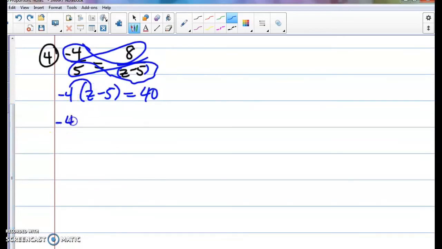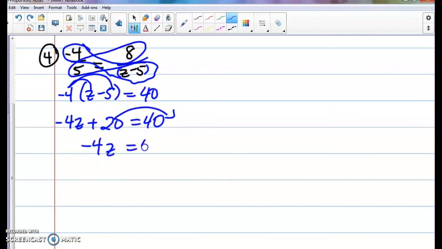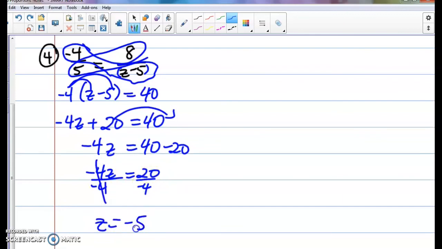Now we're to a multi-step equation where we distribute. Negative 4 times z is negative 4z. Negative 4 times negative 5 is positive 20 equals 40. Transpose my plus 20 and negative 4z equals 40 minus 20 will give us 20. So negative 4z equals 20. Divide both sides by negative 4. Negative 4's cancel. And z equals 20 divided by negative 4 is negative 5. So z equals negative 5. Very good.